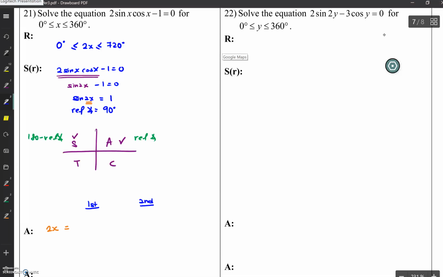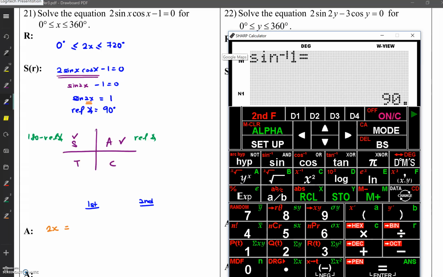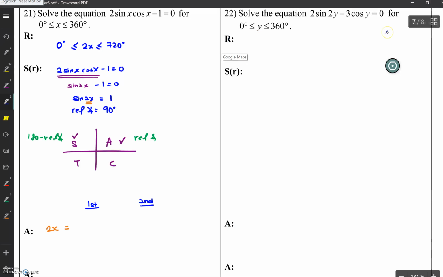Why am I so careful now? Because there is a range, and the range may require more than one cycle. So for this case, the first one we will get will be just 90 degree. The second one will be 180 minus 90 degree, which also happens to be 90 degree, which means I can just take one of them. I don't need to consider 2. So just looking at the first quadrant will do. So 90 degree is within the range 0 to 720.